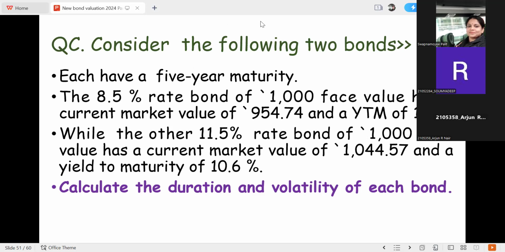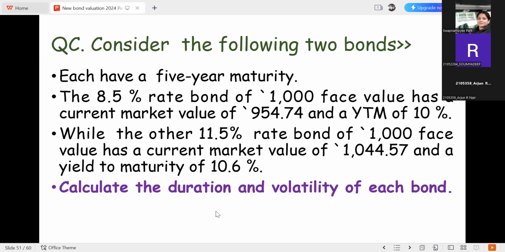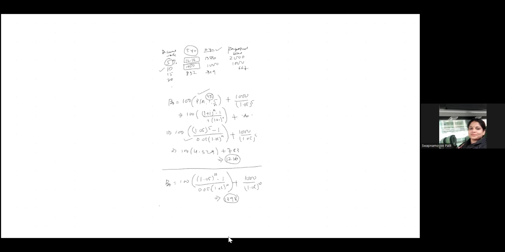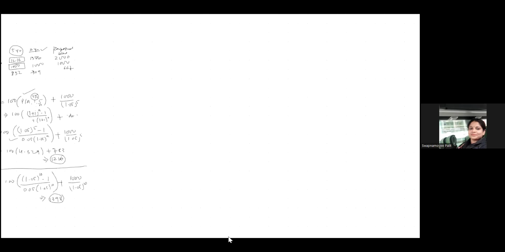Yes. So what we can do is go to the board now. Can you see the board? Are you able to see the board? Yes, ma'am. Okay, so let us proceed with this.